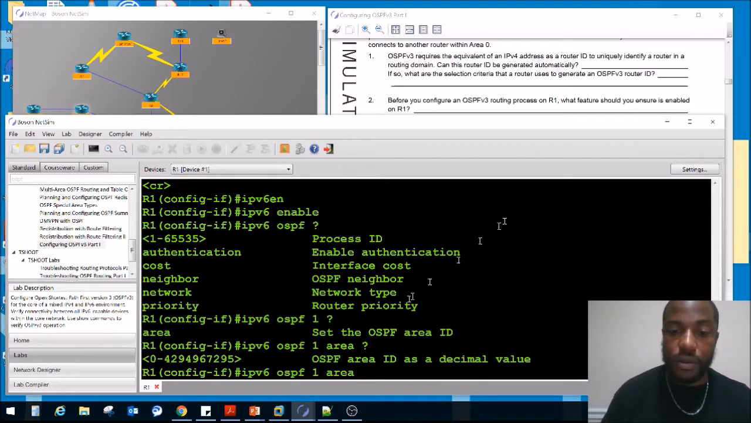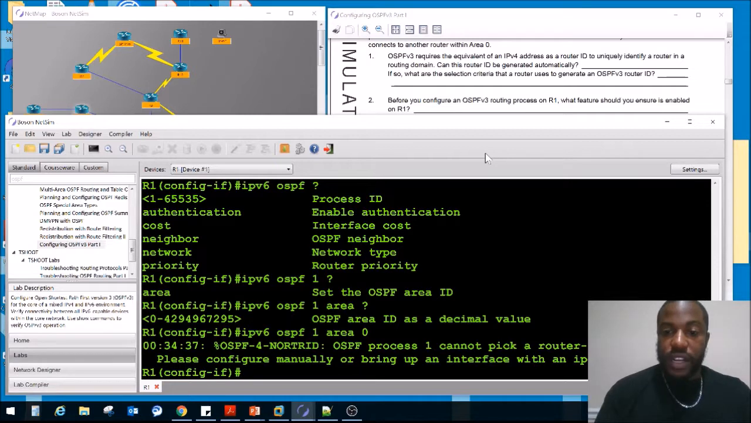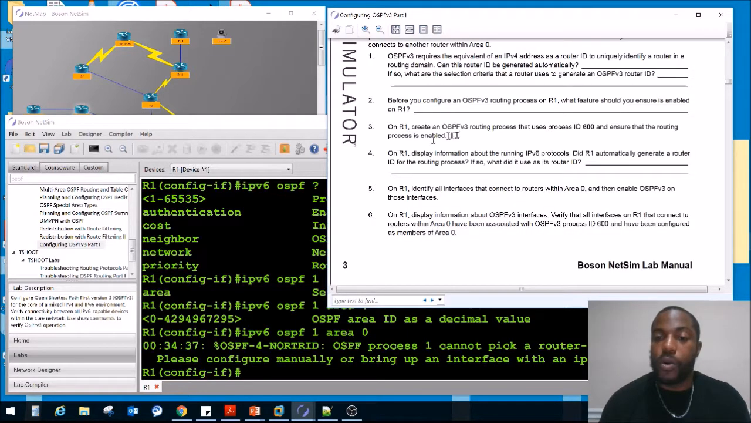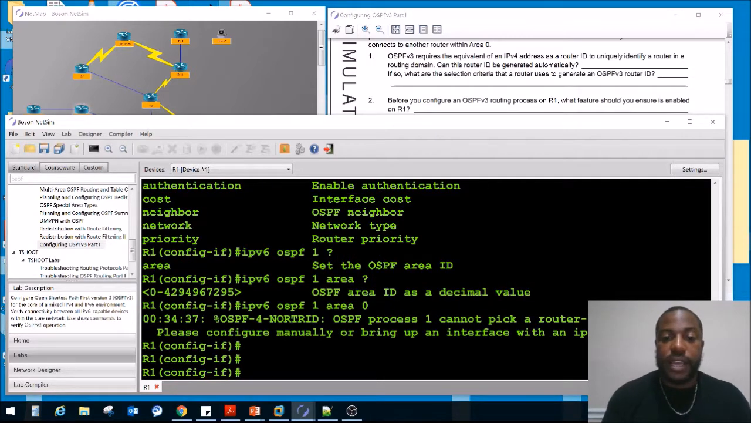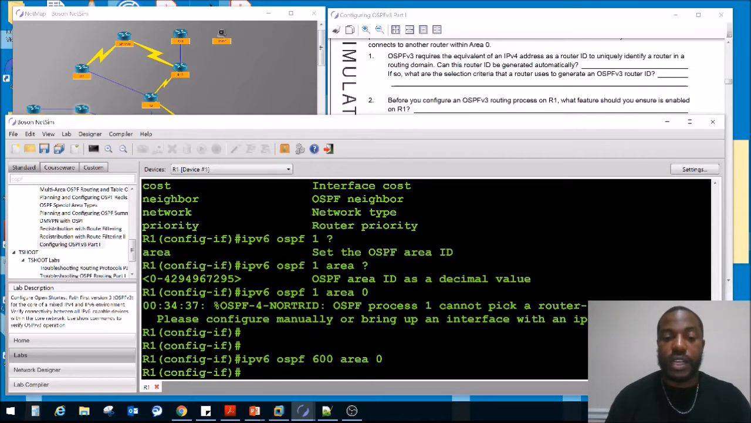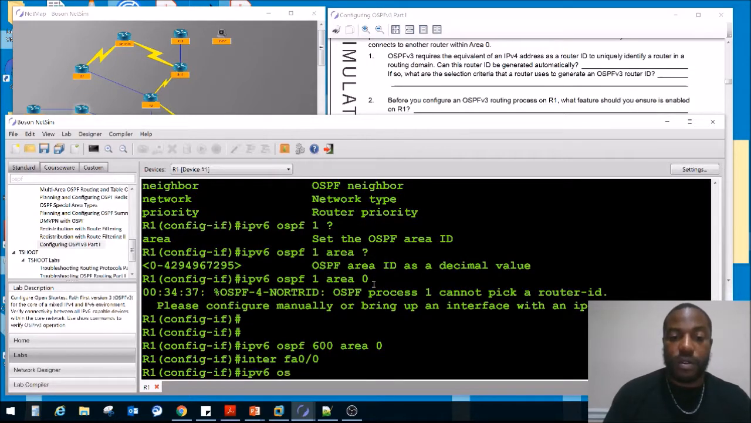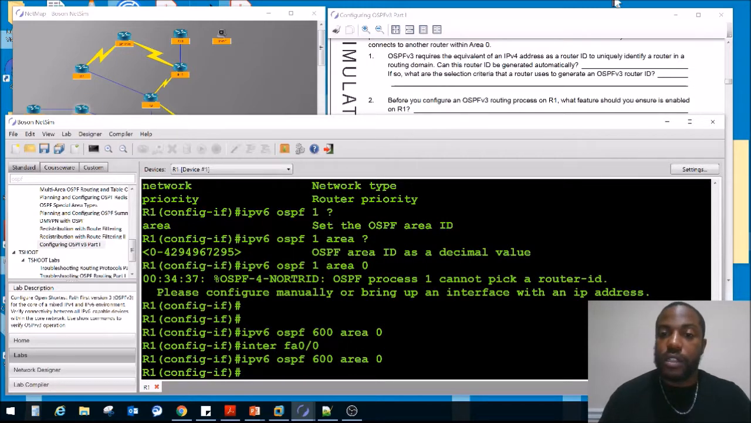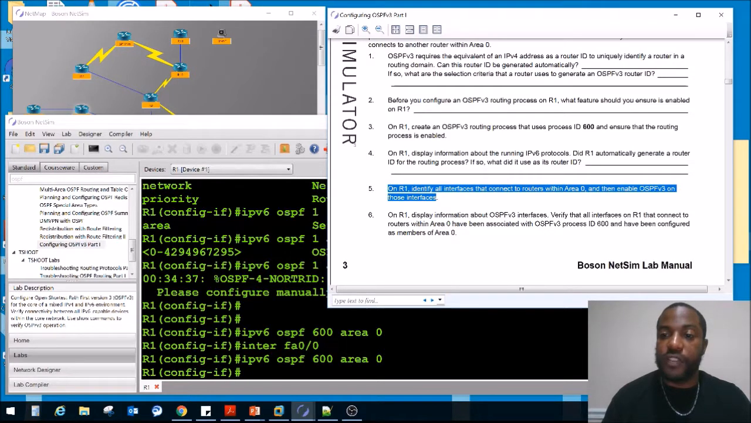Is that what we said? No, we said area 0. Process cannot pick a router ID. Why not? Please configure one manually. Oh, we meant process 600. Let's do that. See how we got that error? We need to do ipv6 ospf 600 area 0. That should do it. We need to do the other interface, FA0/0, ipv6 ospf process 600 area 0. So we did those, enabled OSPF on those interfaces.